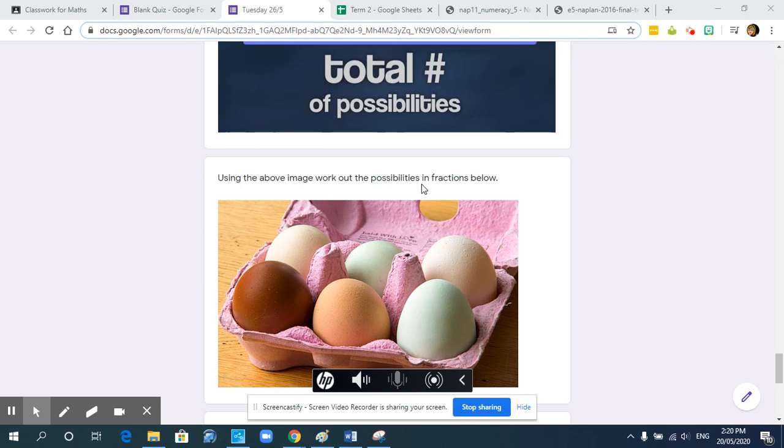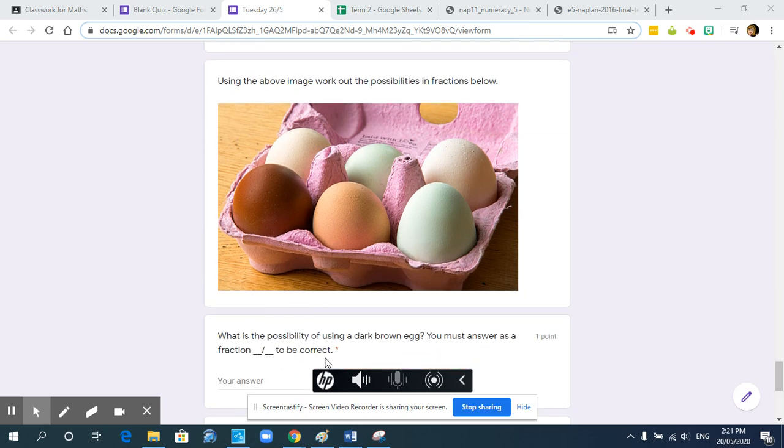Using the above image to work out the possibilities and fractions below, I have some eggs here in a carton. There are only 6. There's dark brown, light blue, and there's also a white colour. What is the possibility of using a dark brown egg? So if you had to pick these randomly, what is the possibility of using a dark brown egg? And you must answer in a fraction, so the number/number to be correct. If you don't give it to me that way, it will be incorrect.